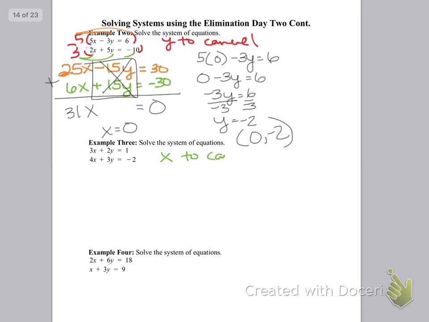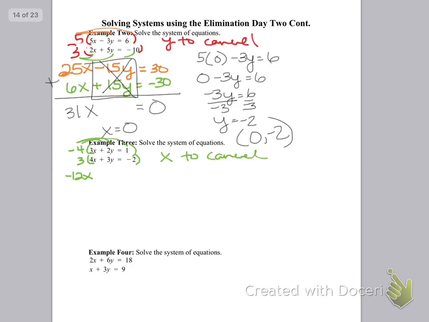So x to cancel. So what I need to do is get them to be the same number but opposite. So again, I'm going to multiply this first one by 4. And I'm just going to go ahead and make that a negative 4, so I know that those two numbers are going to be opposite. And that second one by 3. Okay, so I'm going to go ahead and distribute that through to create my two new equations. So negative 4 times 3x gives me a negative 12x.